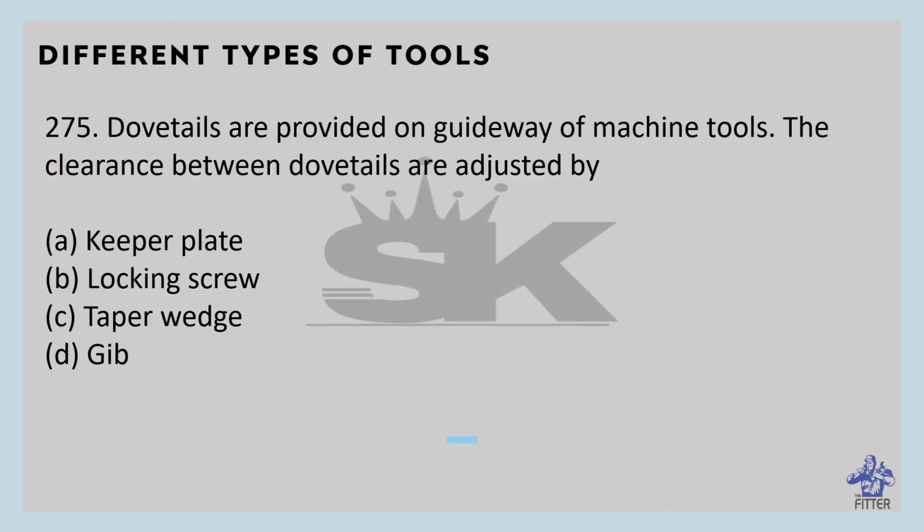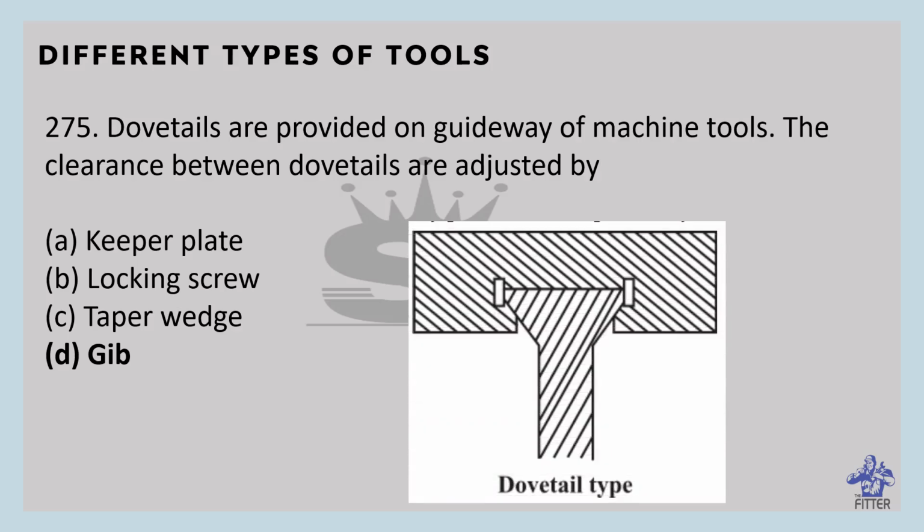Dovetails are provided on guideways of machine tools. The clearance between dovetails is adjusted by gib. You can see here in the image, this is the dovetail. Dovetail guideways are preferred when the location of the moving part is considered essential. These are generally used for milling machine tables, saddles, and knees.